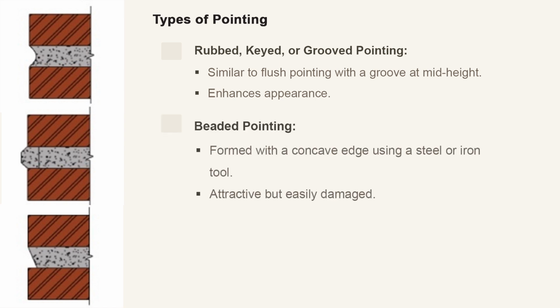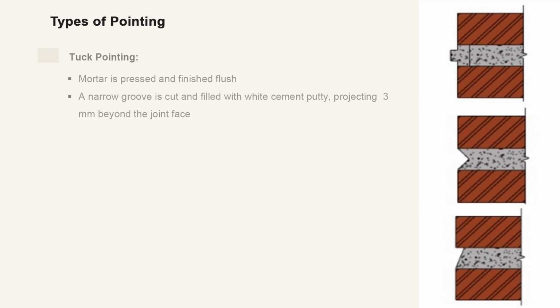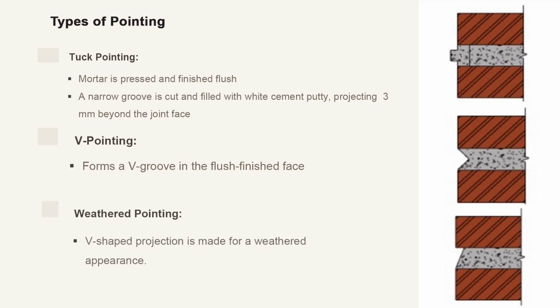Beaded pointing uses a concave tool for a decorative appearance, though it can be fragile. Struck pointing inclines the pointing face, aiding water drainage. Tuck pointing initially flushes mortar into joints, then cuts a groove filled with white cement putty for added visual appeal, mostly seen in urban areas. We have V pointing, which creates a V groove for distinctive detailing. Finally, we have weathered pointing, which forms a V-shaped projection, enhancing the water runoff. This ends the pointing. So, there you have it.